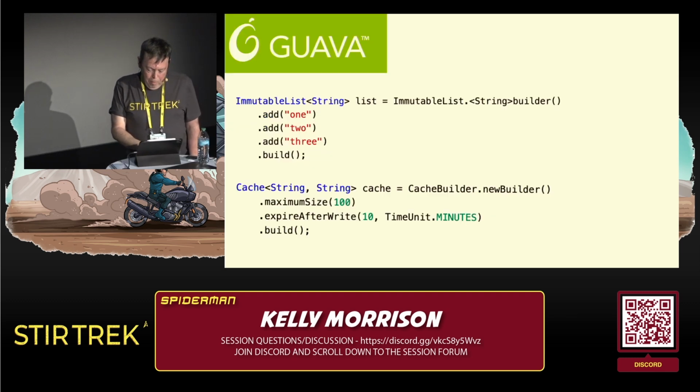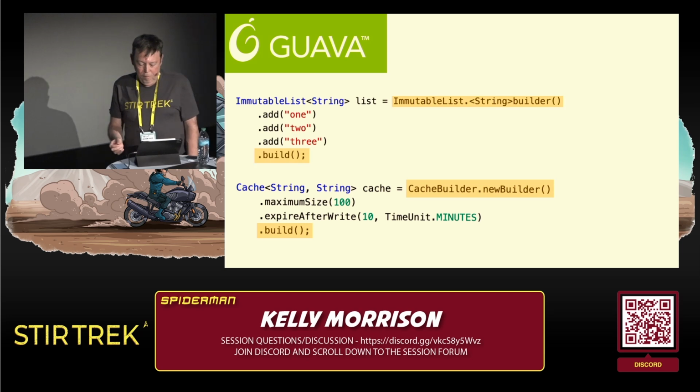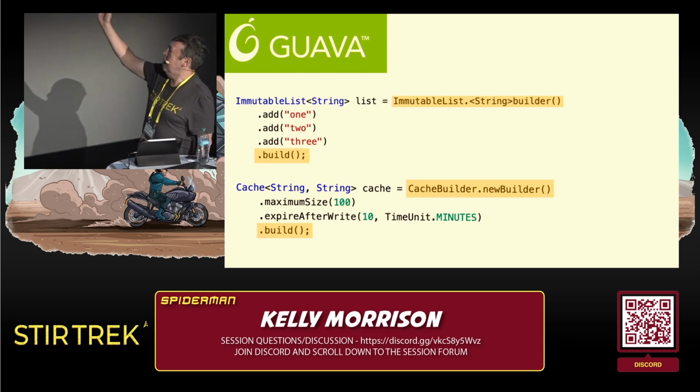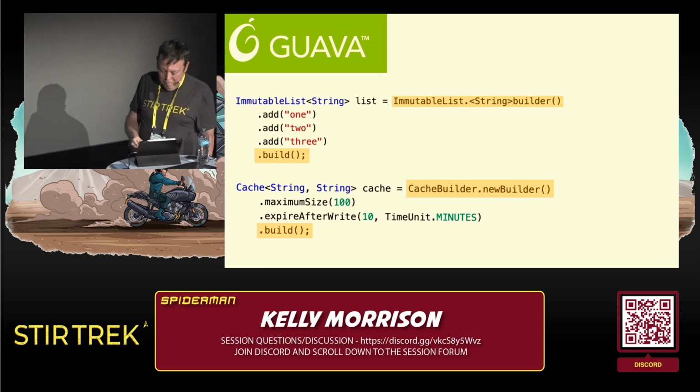One more example, does anybody use Guava? This is a library that Google developed. It's kind of on its way out, but I've got a lot of use out of it over the years. It has some classes for doing things like immutable list and building caches. And again, you ask for a builder, you give it some configuration information, and then you ask it to build something. Same thing for cache. I want to build a cache. You can hold 100 things in it, expire after 10 minutes, and then build it.